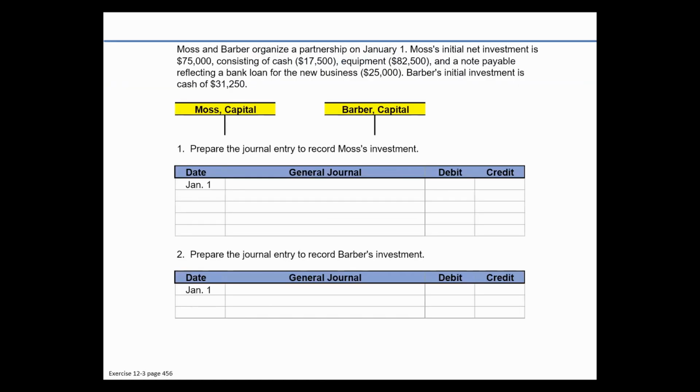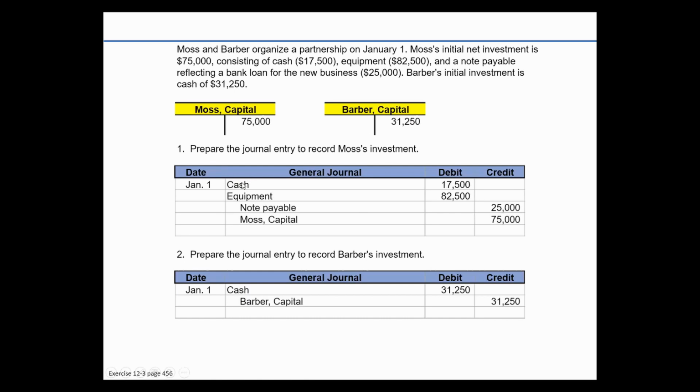So Moss and Barber organized a partnership on January the 1st. Moss's initial net investment is $75,000. And that $75,000 consists of $17,500 in cash and $82,500 in equipment, and a notes payable reflecting a bank loan to the new business of $25,000. Barber's initial investment is in the amount of cash in the amount of $31,250. And so the first thing we will do is we will prepare the journal entry for Moss's investment.